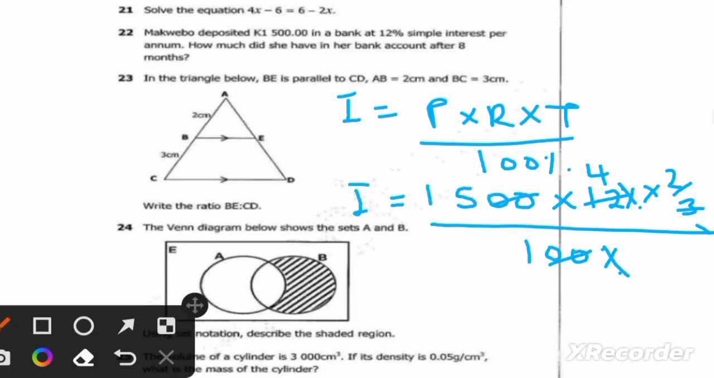So therefore, we are going to say 15 times 4 times 2. Okay. So 15 times 4 is equal to 60. 60 times 2 is equal to 120. So therefore, the simple interest is equal to 120 kwacha.